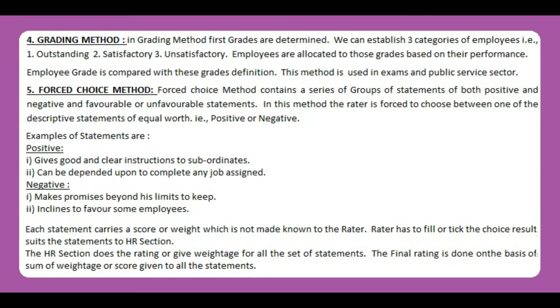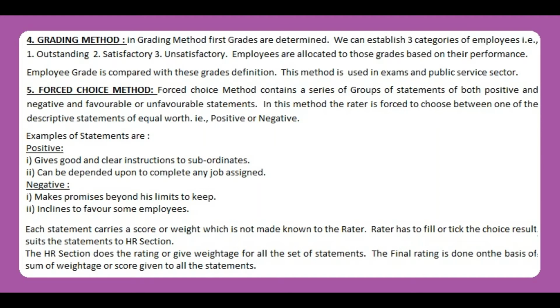And the fourth one is grading method. In grading method, first grades are determined and they establish the categories of the employees. We have 3 categories: outstanding grade, satisfactory level, and unsatisfactory level. Employees are allocated to these grades based on their performance.